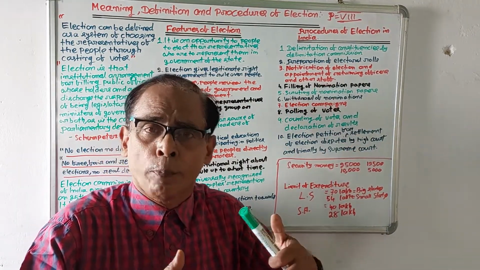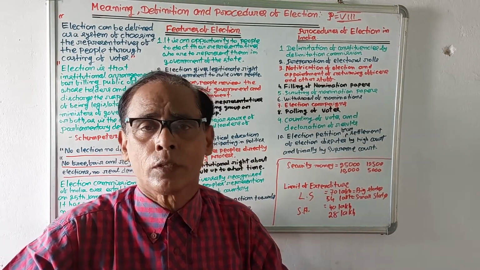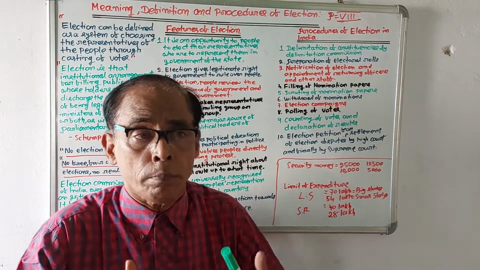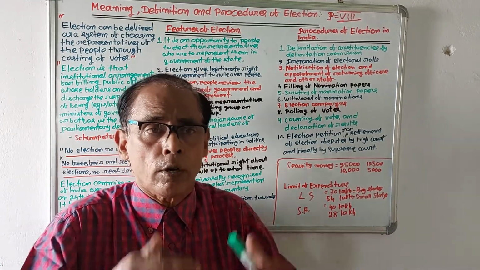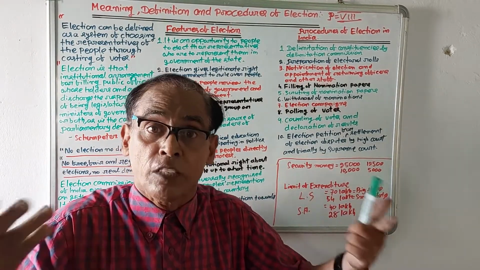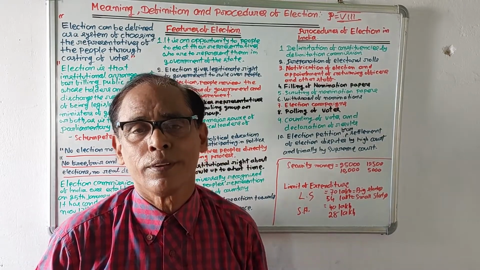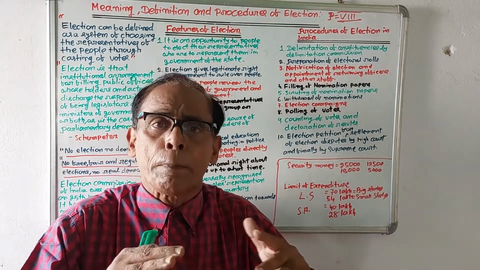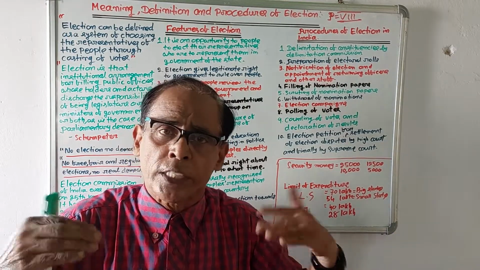Then political parties will be allowed to campaign. So political parties will go from door to door. They will convince people. They will publish their election manifesto, where they will mention their promises. So political campaigning will start. Political parties will start their movement in convincing people.